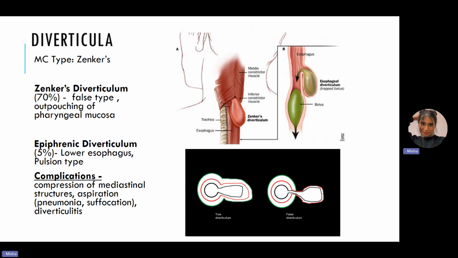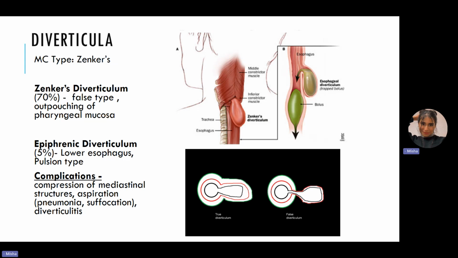Next, we can go on to the diverticula. Now, I know you've already studied this multiple times before as well, but let's just go through it briefly. Normally, first of all, what is a diverticulum? A diverticulum is an outpouching of the esophagus through the muscular wall. Now, the most common type in this case, and we've heard it multiple times, is Zenker's diverticulum, which is very, very common.